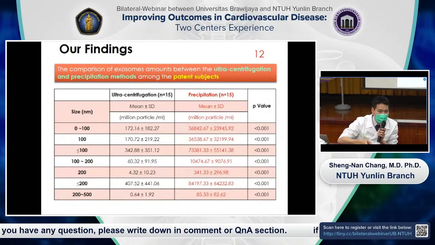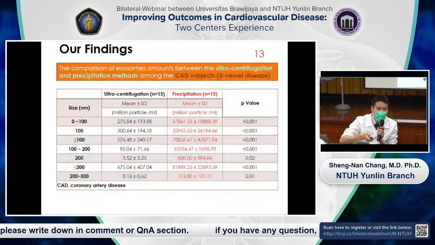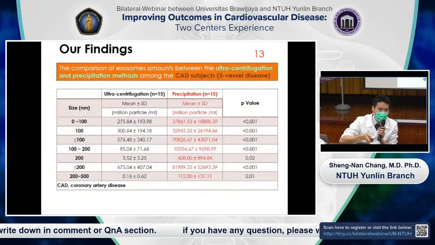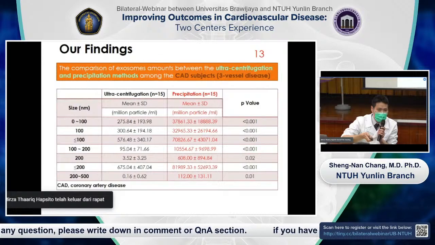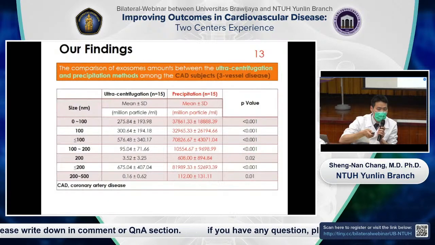The number is very large, so the p-value is very, very significant. In another group of patients, this is a patient with 3 vessel disease, we also got the same result. You can see that compared with ultracentrifugation, the precipitation method can get more exosome for further investigation. So we use the precipitation method for our following study.